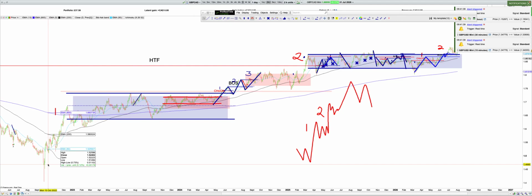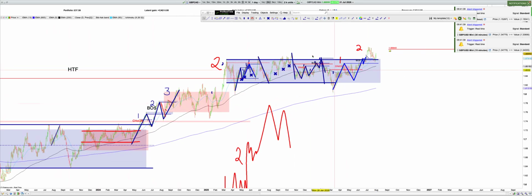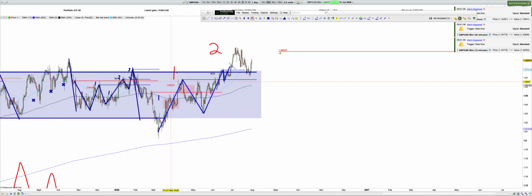This shows the fractalness of the market. This was one, this was two, and this was three. Reset. This is one. This is two. This is three. Reset, consolidation. Now, within this, we can see one, two, anticipating a three. Sounds straightforward. It's not that straightforward.